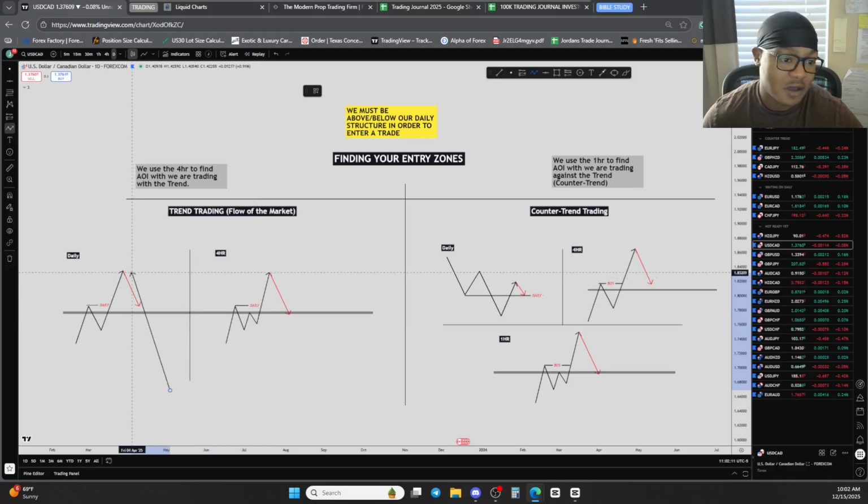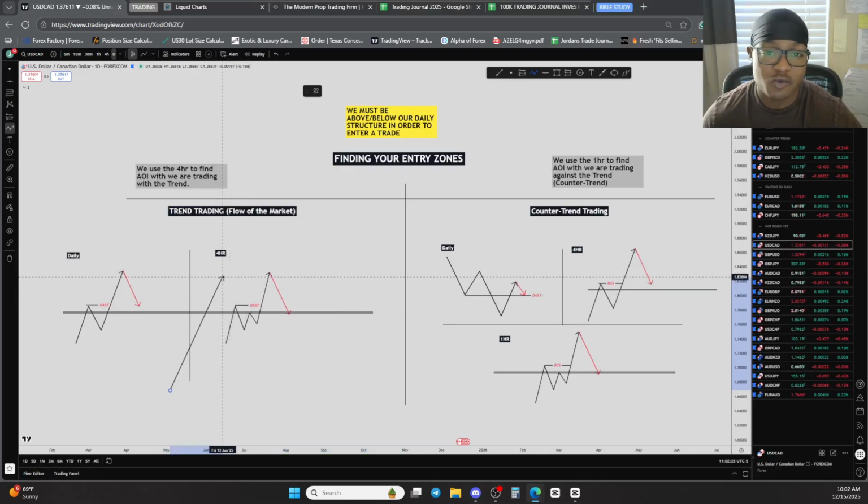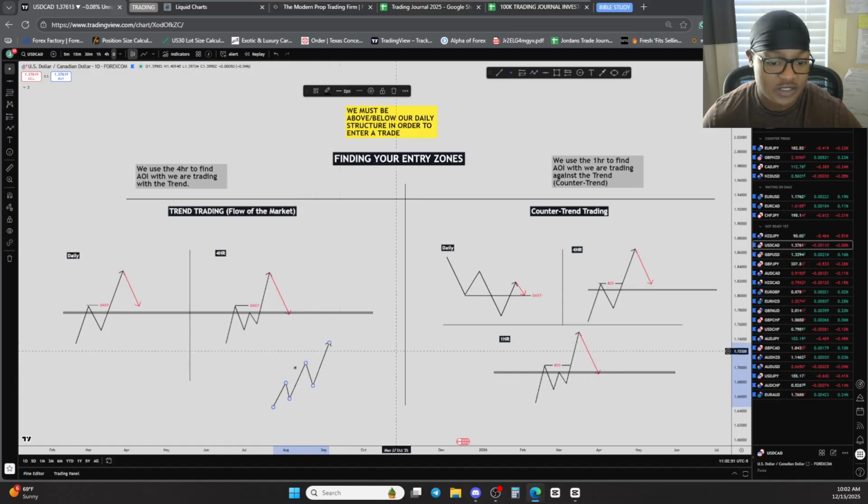But now when it comes to finding a zone where we're looking for an entry, we are looking at the 4-hour time frame. Since we know that the daily and the 4-hour are already in sync due to this break of structure continuation move that's happening, now I use the 4-hour time frame to find my area of interest to enter this trade. So on the 4-hour, right when price gives you the break of structure, like we talked about before, what are we? We are a simple break, retest, continuation type of trader.